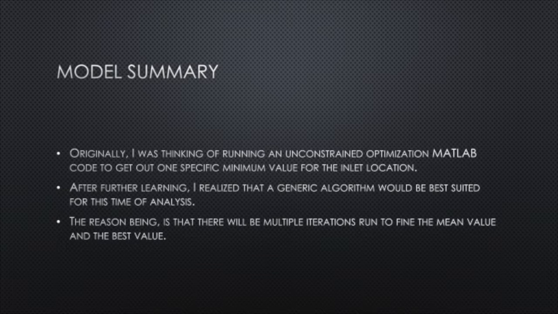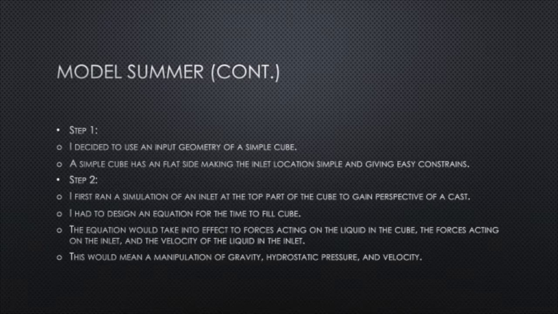So a model summary of this project: originally I was thinking of running an unconstrained optimization MATLAB code to get one specific value for the inlet location. After further learning in this class, I realized that a genetic algorithm would be much better suited for this analysis, mainly because I can run multiple iterations to find a mean value and a best value for the inlet location. So I first decided that I wanted to come up with a simple cube-shaped geometry. The reason is that it has a nice flat edge where I can use a square inlet and have a very easy location to find for that inlet, and it will give me much easier constrained values.